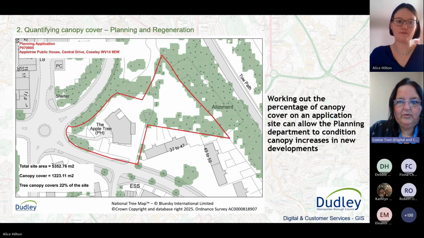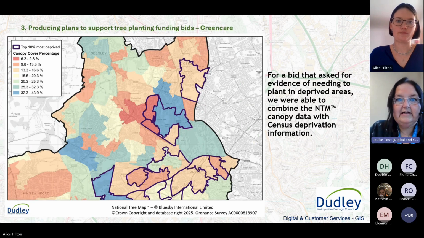The next example, we did some work for our green care section. They'd been invited to bid on some funding for tree planting. The criteria for the funding had been set and we were asked to identify areas in our borough of high deprivation and low canopy cover. We combined the Office of National Statistics Index of Multi-Deprivation data with canopy cover to get figures for canopy cover percentages, showing too the areas of the borough that are within the top 10% most deprived areas in England.